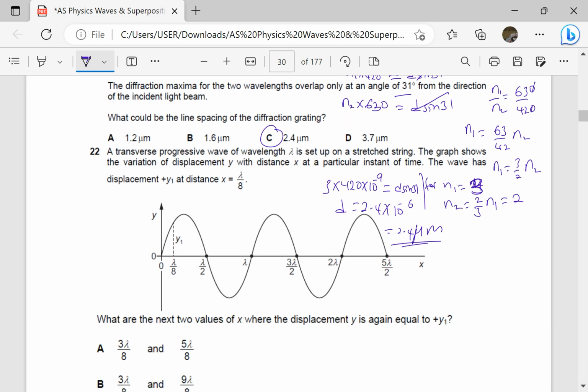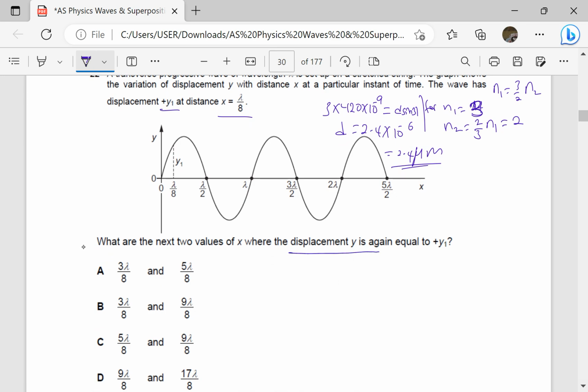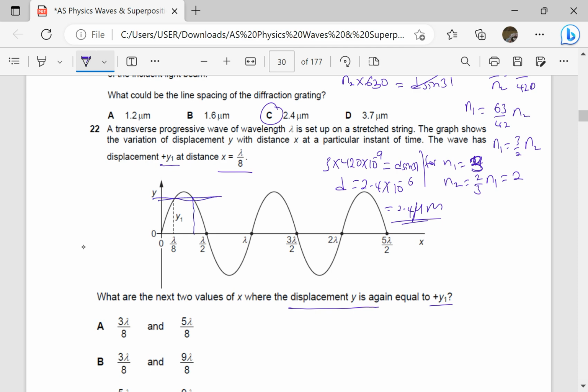A transverse progressive wave of wavelength lambda is set up on a stretched string. The graph shows the variation of displacement y with distance x at a particular instant of time. The wave has displacement positive y1 at distance x equals lambda over 8. What are the next two values of x where the displacement is again equal to positive y1? Those were easy. The first one is here, just on the same horizontal level. Then the next one, because it must be positive, should be here.